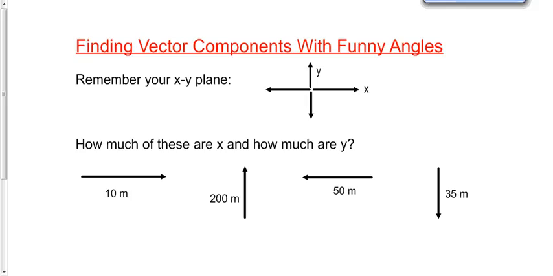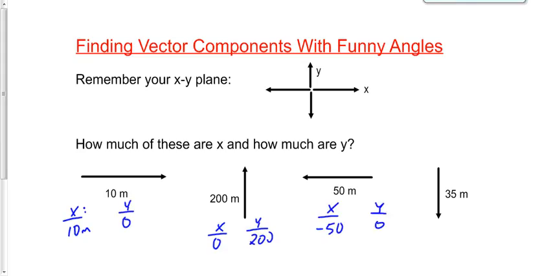Let's just quickly work through these ones again. These ones are easy because they aren't crazy angles. Okay, we got 10 meters. The x component would be 10 meters. The y component would be 0. Here, the x component would be 0. The y component would be 200. Here, the x component would be negative 50. The y component would be 0. And here, the x component would be 0, and the y component would be negative 35. Those are easy, right?